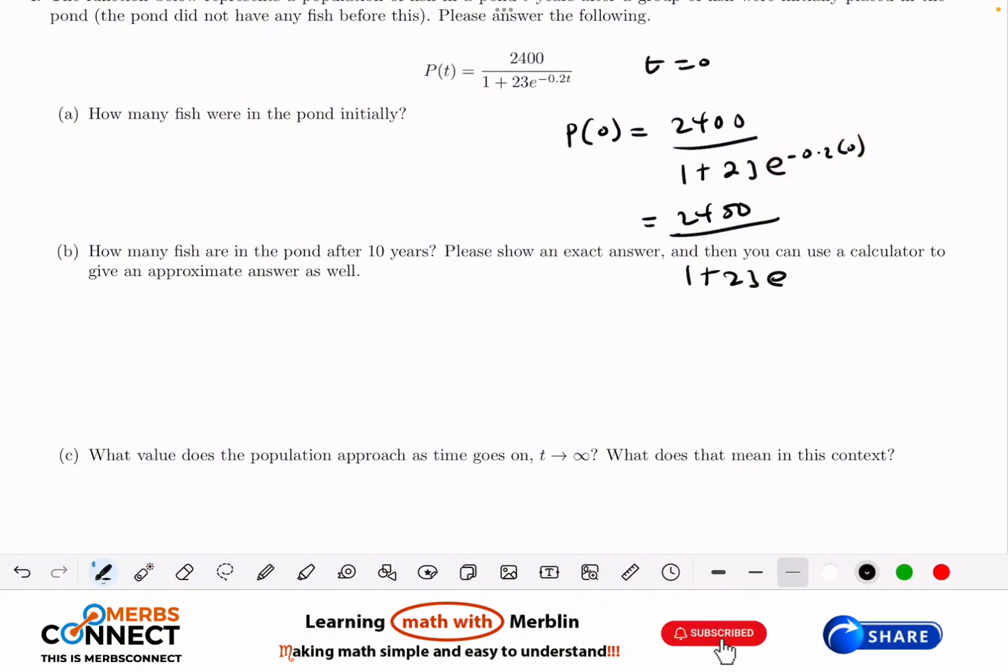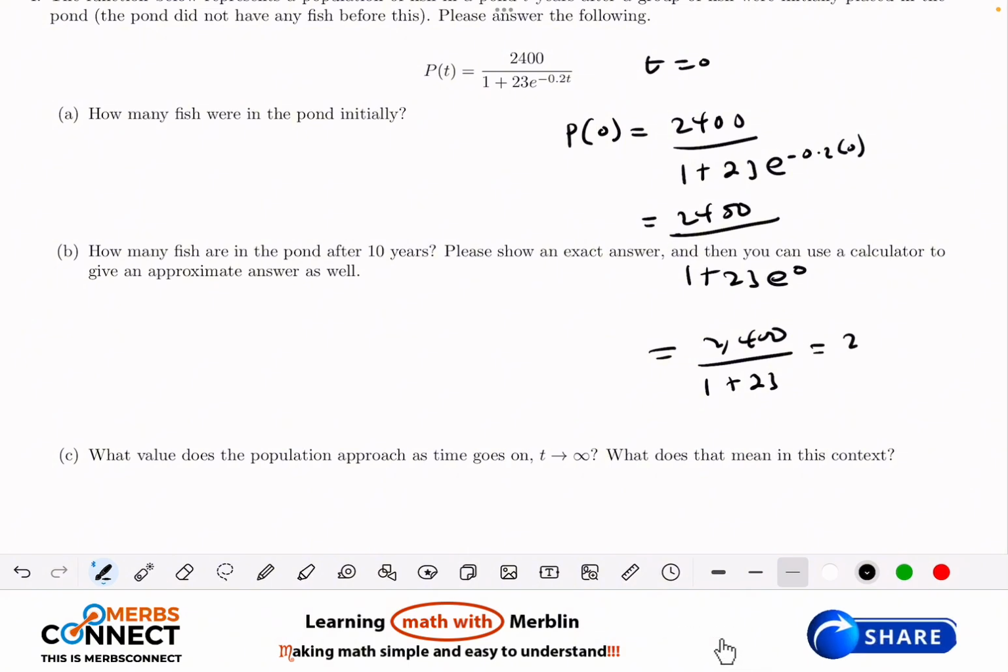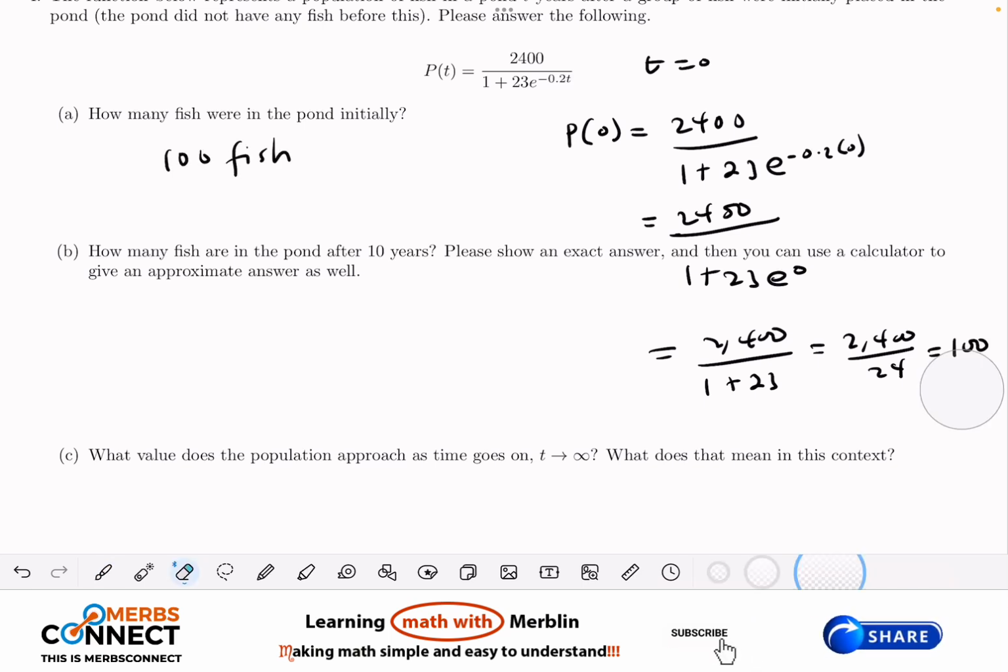So I'm going to have e to the power 0. And I'll have 2,400 divided by 1 plus 23. E to the power 0 is 1. So 2,400 divided by 24, and I'm going to have 100. So at the initial stage, the pond was having 100 fish, right? So the initial will be 100 fish. That's what you're going to get at initial, right?